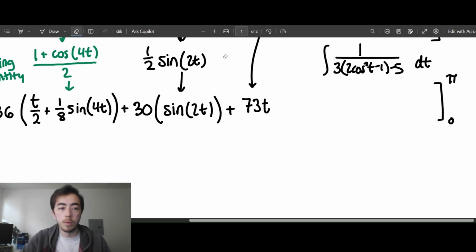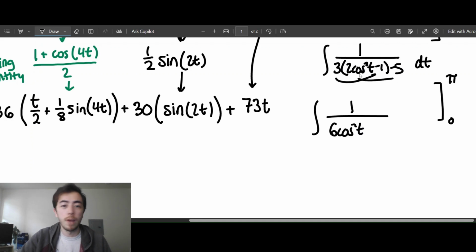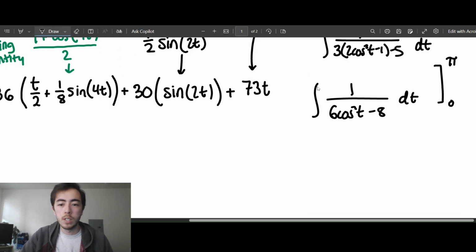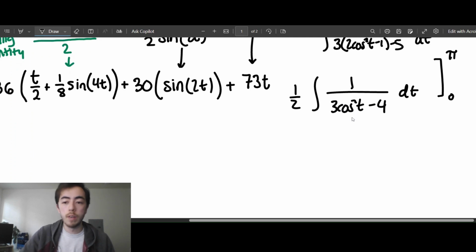Next, I'll just distribute that 3. So I'll get the integral of 1 over 6 cosine squared t, and then it's a minus 3 minus 5, so might as well just call it minus 8. I also notice now that we have 2 even numbers in the bottom, so might as well factor out a 1/2 and just call this a 3 and a 4. Oops, 3 cosine, there we go.